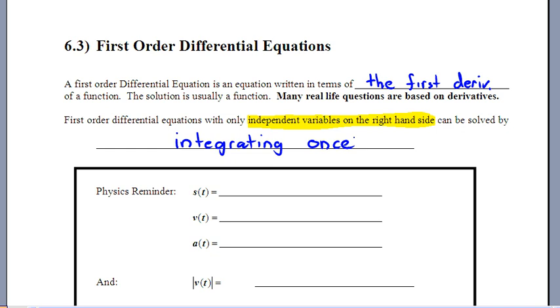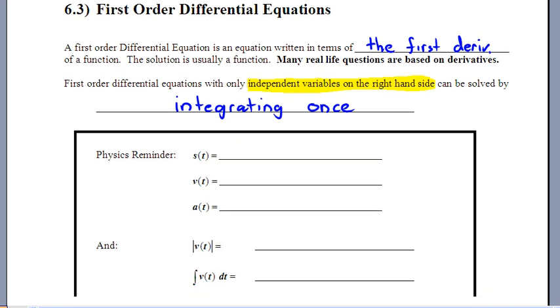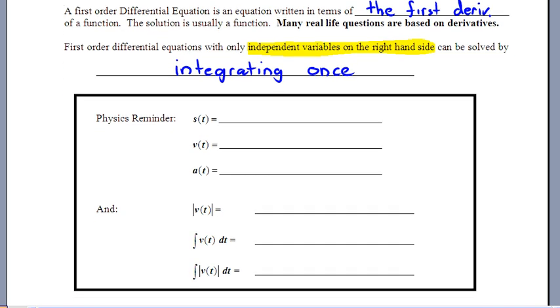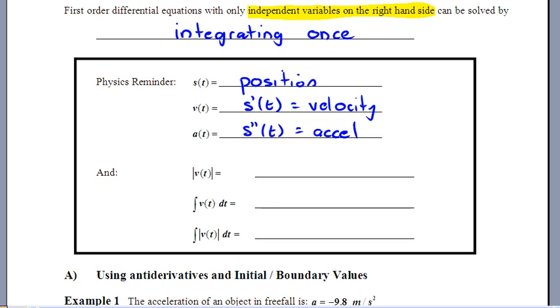Now, I'm going to use physics stories as a way to bring in this idea of differential equations. So just a little physics reminder of the various bits of vocab. S is going to talk about the position of an object, its location, and V is going to be the velocity, and it's actually just S prime. A, the acceleration, is actually S double prime of t. And if you take the absolute value of velocity, then you're looking at the speed of the item.